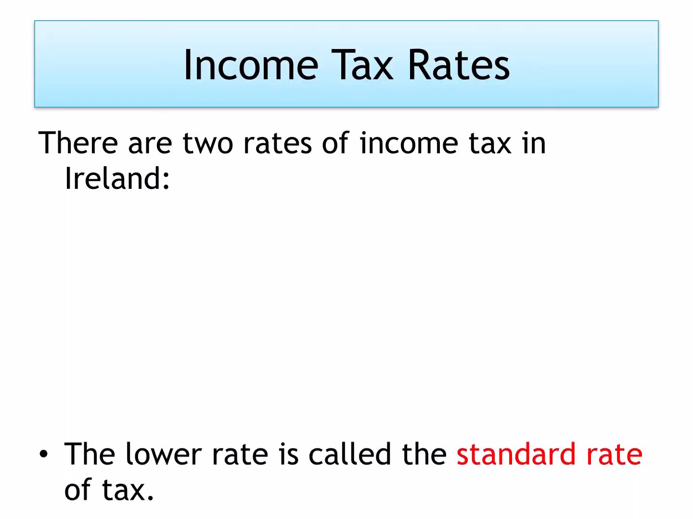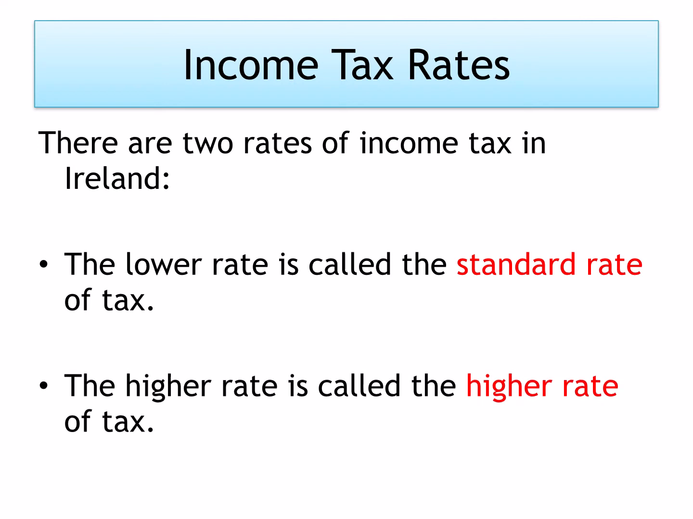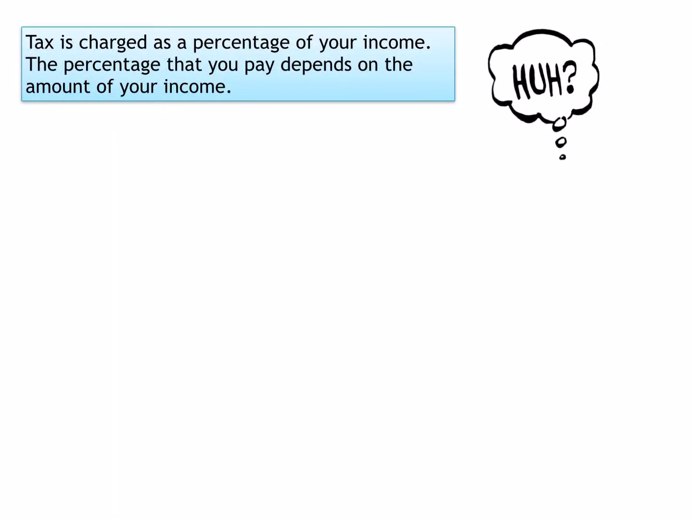There are two rates of income tax in Ireland. The lower rate is called the standard rate of tax, and the higher rate is called the higher rate of tax. Tax is charged as a percentage of your income. The percentage that you pay depends on the amount of your income.